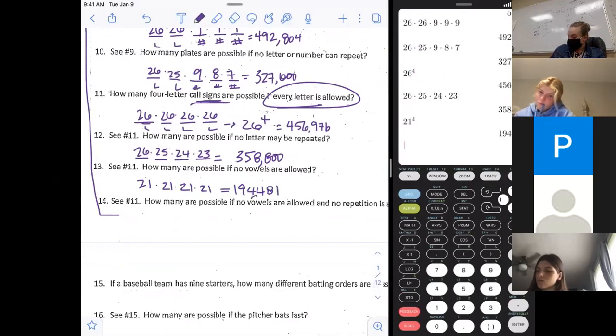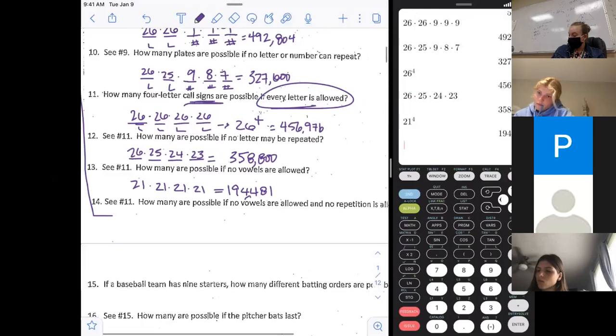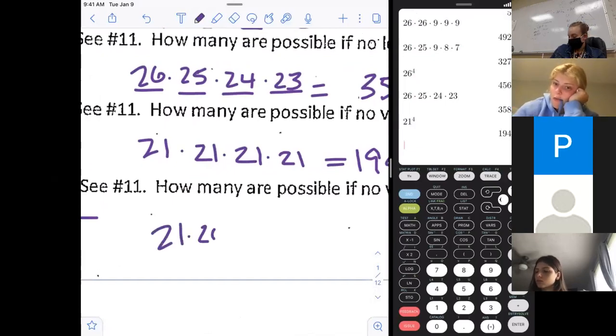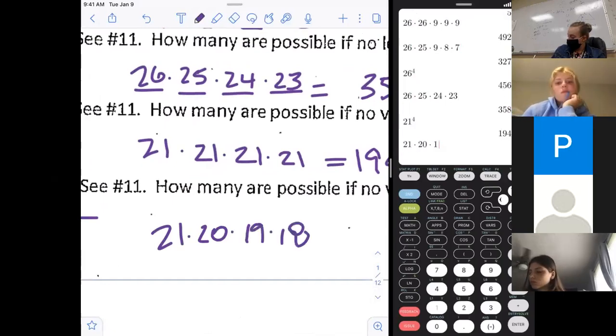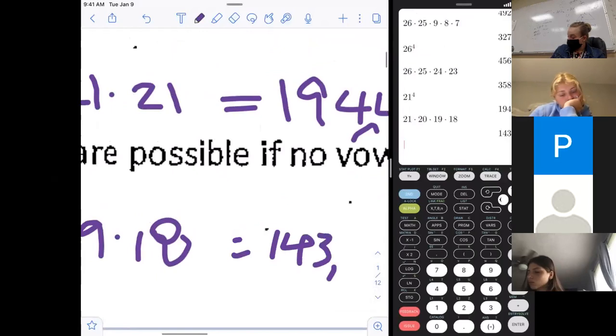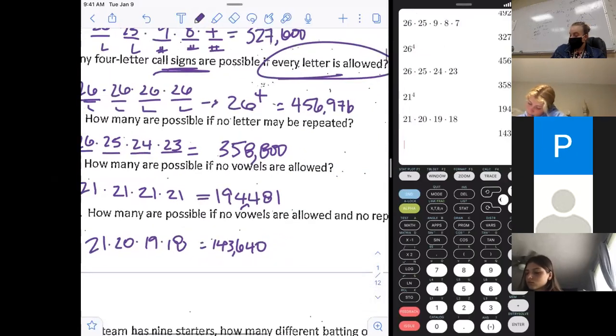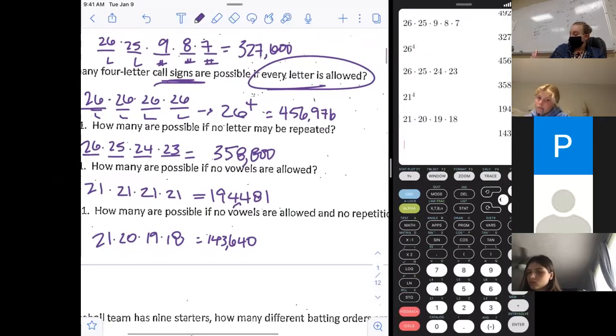The last one is different, though. It says how many are possible if no vowels are allowed and no repetitions are allowed? What are my options there? What am I going to multiply here? 21, 20, 19, 18. 21 times 20 times 19 times 18. And that gives me 143,640.